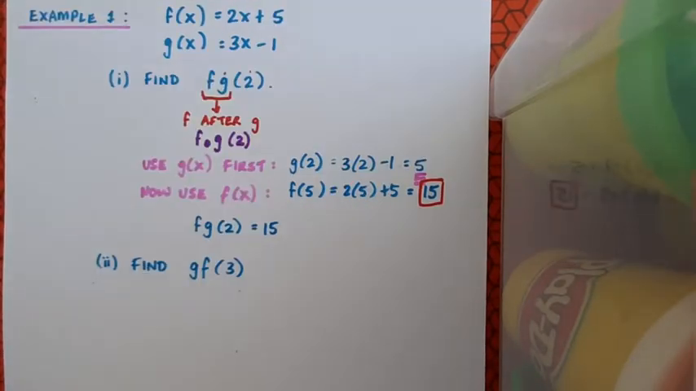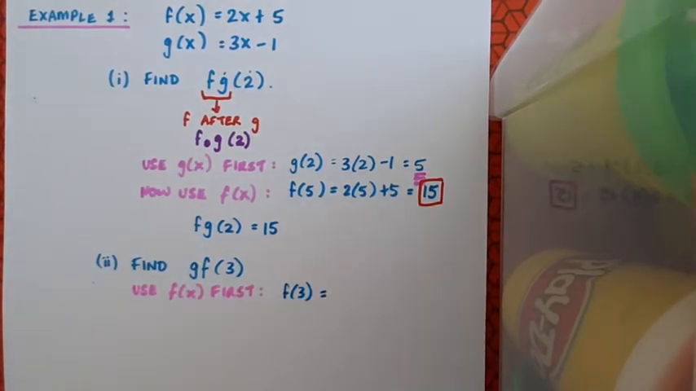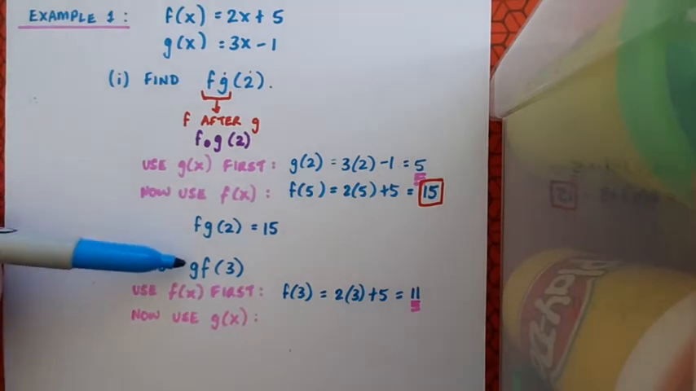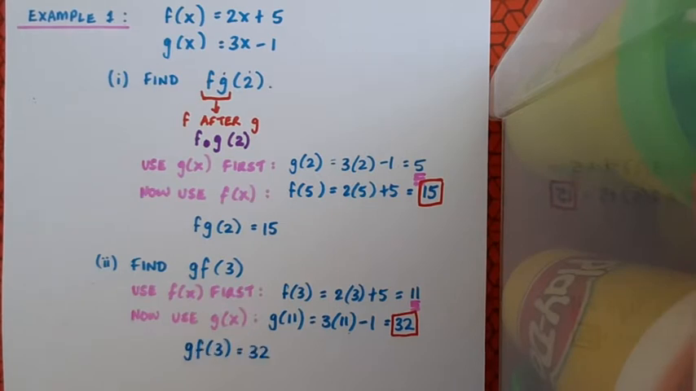Our second example is to find gf of 3, or g after f of 3. This time I use the f of x first, because f is closer to the 3. I substitute this in, and I evaluate it. In this case I get 11. Now I use the g of x function on 11. When I substitute it in, I get 3 times 11 minus 1, which works out as 32. And 32 is my solution. I can say that g after f of 3 is 32.